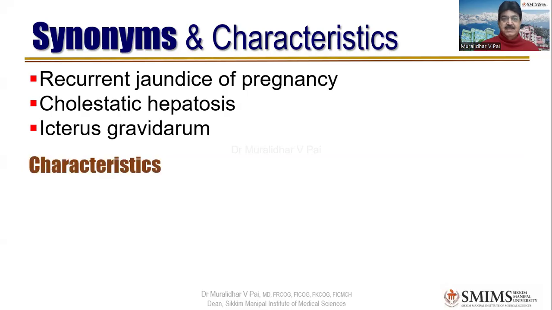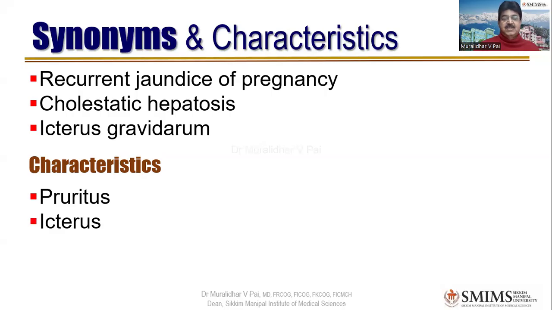What are the characteristics of this? Pruritus is the leading symptom, and this is so bad that the patient really gets irritated with this pruritus. No ointment, no oil helps these patients, and they will initially be visiting the dermatologist, but then they will realize the problem is not outside, the problem is inside, deep inside the liver.